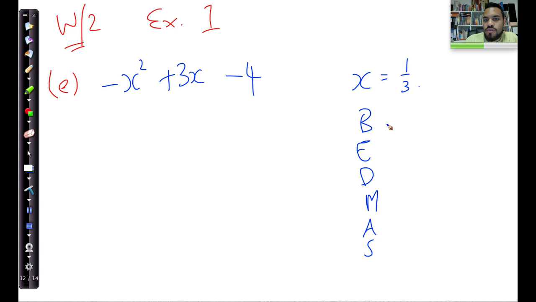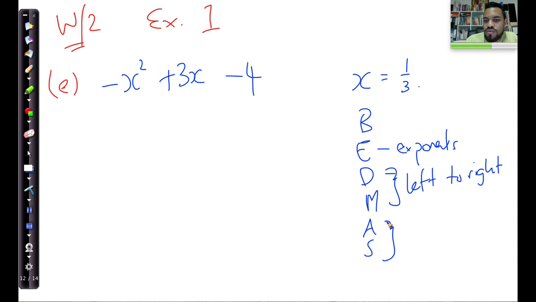BEDMAS says you first do your brackets. After you've done your brackets, you do exponents, okay? And then you do division or multiplication, whichever comes first, left to right. And then addition or subtraction, also in the order of left to right. Now, what do I mean by left to right? There's no preference whether division comes first or multiplication comes first. Either or. You do whatever's on the left first, then the right one. Similarly, addition and subtraction. Whatever's on the left first, then the right one. Okay? But exponents always come before this.